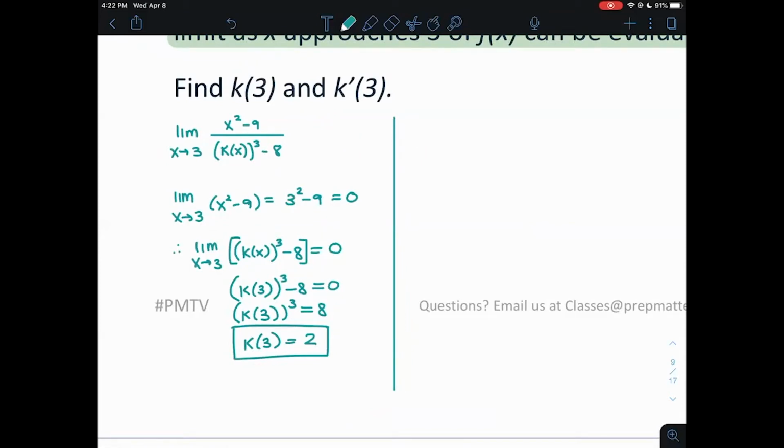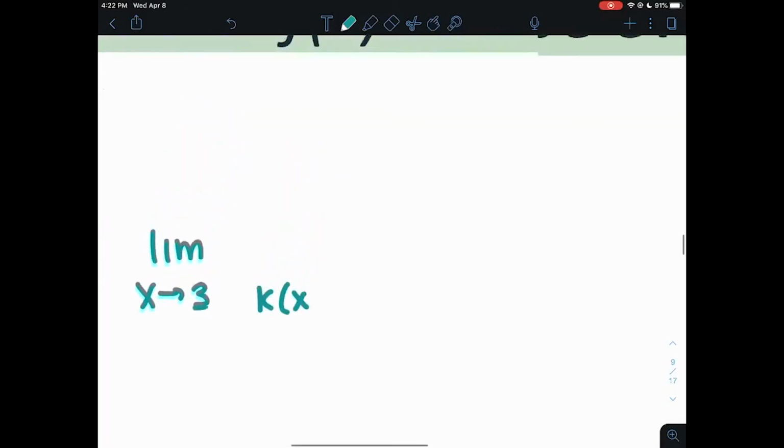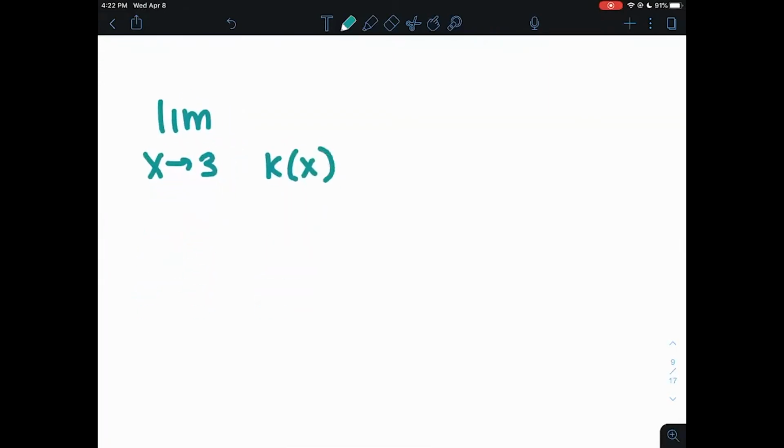After I know that, we actually can apply L'Hopital's rule and see what's going to happen. So now we're going to go over here and actually apply L'Hopital's rule. So I'm going to start with the limit as x approaches 3, again, of k of x cubed minus 8 as my denominator. I'm sorry, I always write my denominators first to know how much space I need here. Okay, so the limit as x approaches 3, x squared minus 9 over k of x cubed minus 8, this function that we were already dealing with.